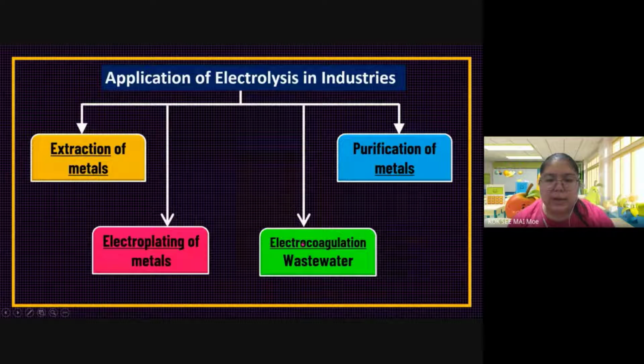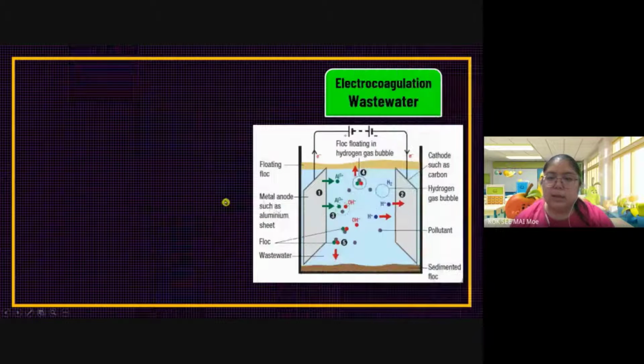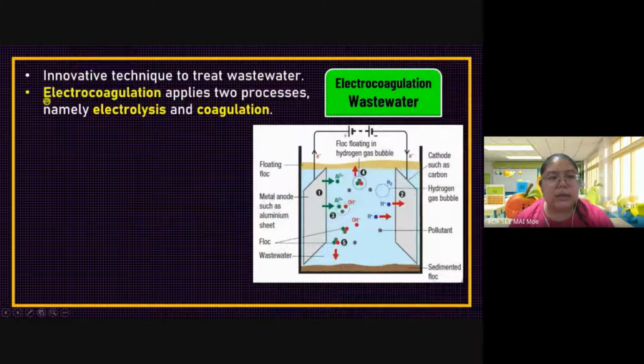Okay, and the last one is electrocoagulation for the wastewater. Okay, we see what it is. This one is an innovative technique. They want to treat the wastewater. From here, for electrocoagulation, they actually apply two processes. One process we call electrolysis. They're still running the electrolysis, which means the ions are moving. Another one is coagulation. Okay, we're going to see it part by part.